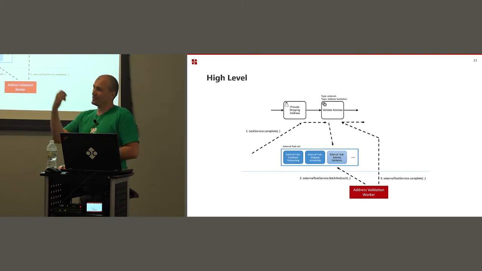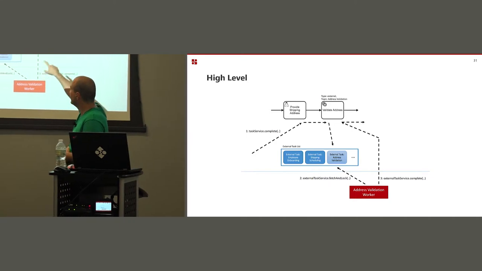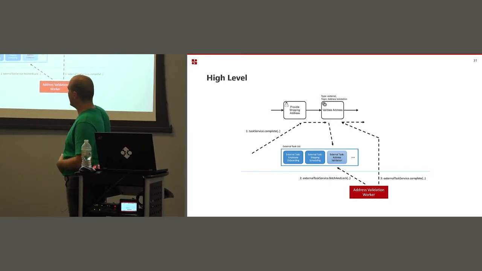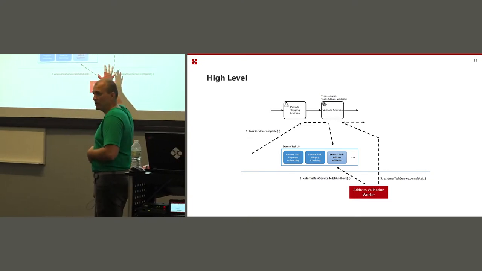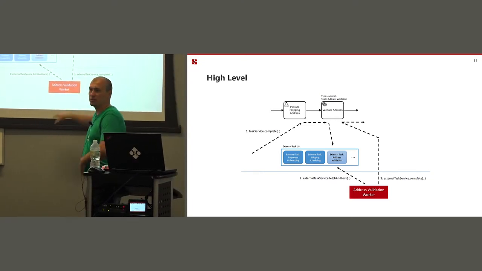Your client is sending the request, right? Your client is polling Camunda, essentially, for external tasks. And that's what we're showing here: we've got our validate address external task. That is essentially queued up in Camunda. And then your worker, which let's say is a Node.js app, is polling Camunda for work on that topic.